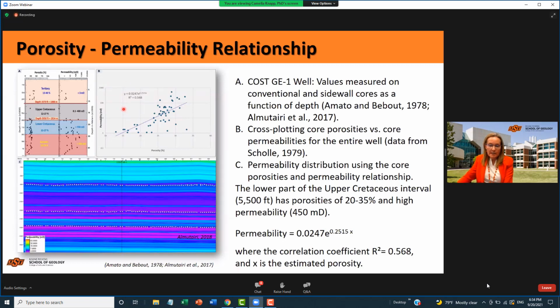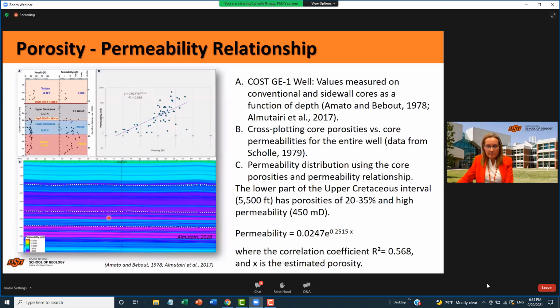Here in B, we show the porosity and permeability relationship as a function of depth from the core data. That is shown here in A, and this relationship supports the previous study that was conducted by Al-Mutairi et al. That was his first paper, 2017, which proposed that the upper Cretaceous strata have two significant potential storage reservoirs for CO2 separated by a seal.